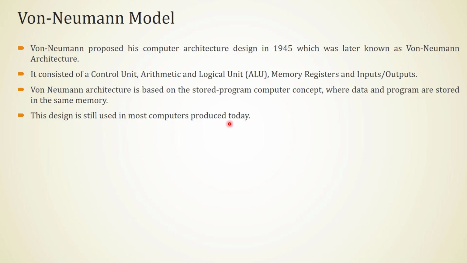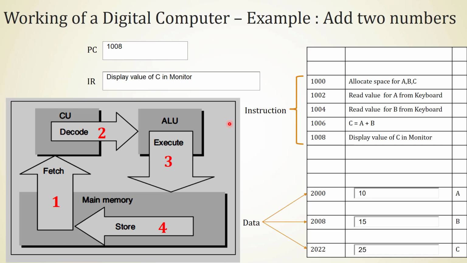So the von Neumann model is nothing but what we have studied. The von Neumann model contains a control unit, an ALU, memory registers, and inputs and outputs. And more importantly, it follows the stored program concept. Stored program concept means data and program are stored in the same memory. So here program and data are stored in the same memory.